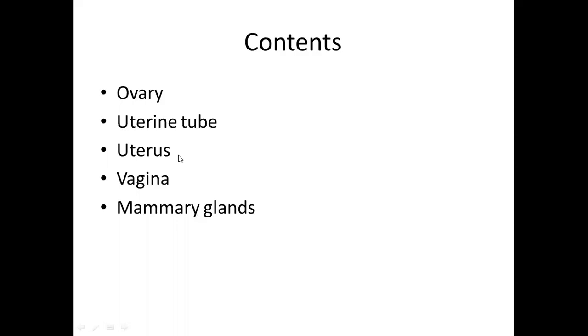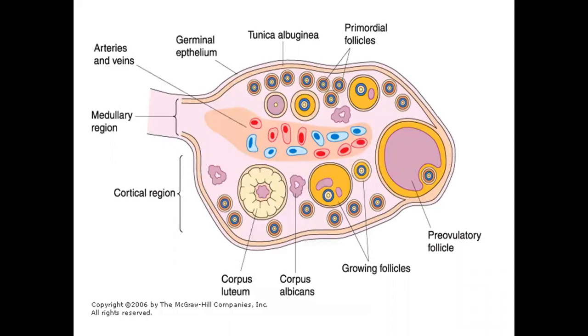Let us start with the ovary. In most animals it is oval in shape, and it consists of two different regions where the components of the ovary are present. Outside, it is covered by a simple squamous or simple cuboidal epithelium, which is termed the germinal epithelium. Below that, there is a very thin layer of connective tissue, which is labeled the tunica albuginea.